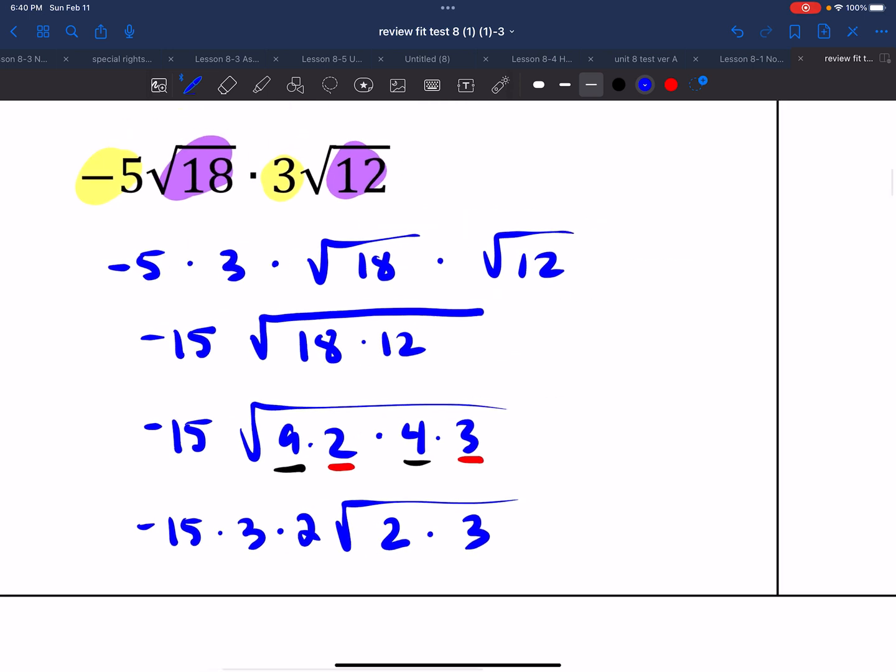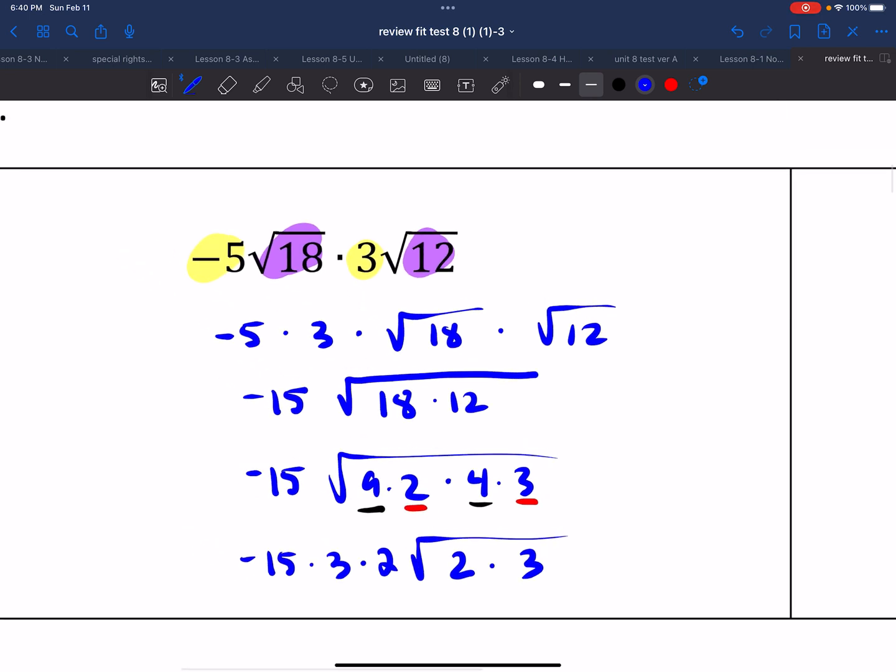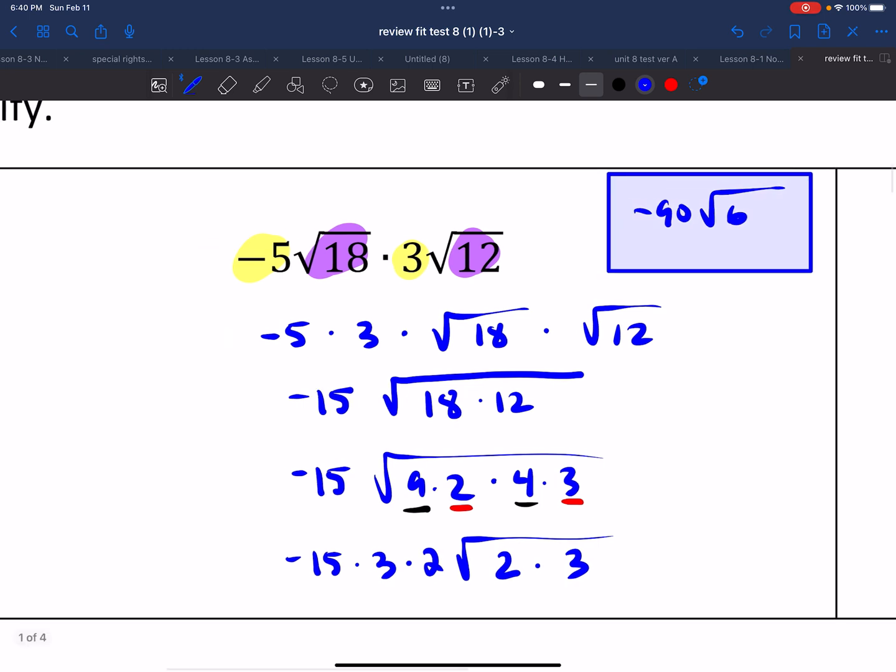So let's go ahead and simplify that. I have negative 15 times 3 times 2. Negative 15 times 3 is negative 45. Oh, sorry, that's not right. This is negative 15 times 3 is negative 45, and negative 45 times 2 is negative 90. So negative 90 root 2 times 3 is 6. So negative 90 root 6 is your answer. Okay?